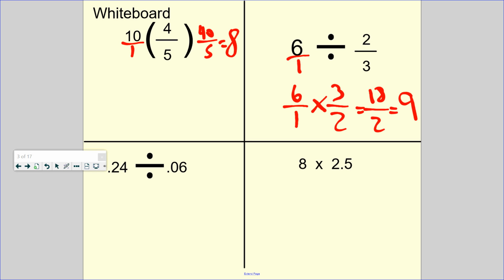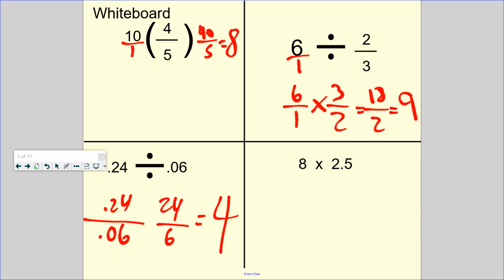Now, what about dividing? 24 hundredths divided by 0.6. Do you like working with decimals, or would you rather work with whole numbers? What whole number can this be? If I move the decimal place 2 places over, it'd be a 6 because I'm multiplying by the hundredths place. If I move this 2 decimal places, I multiply by a hundredths place, so it becomes 24. So 24 divided by 6 is 4.